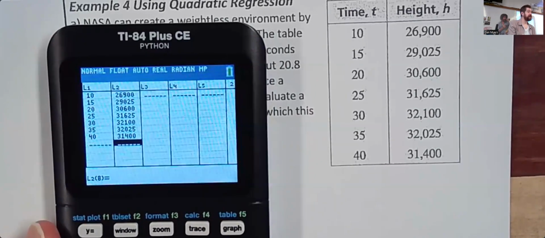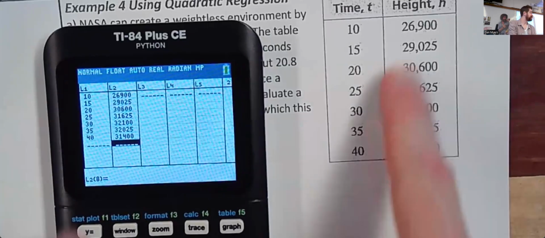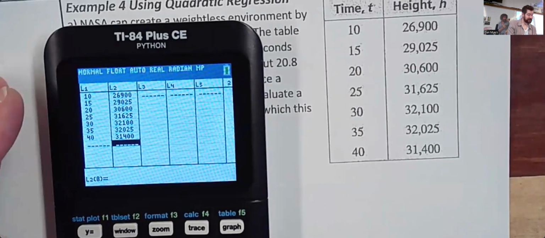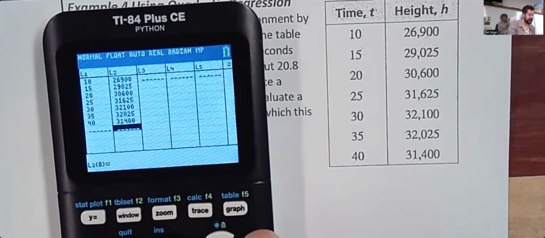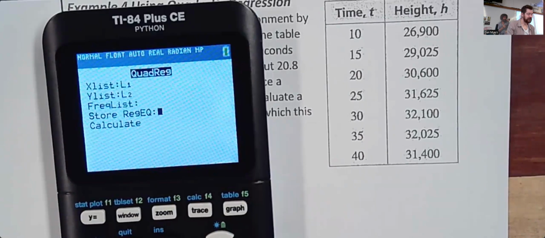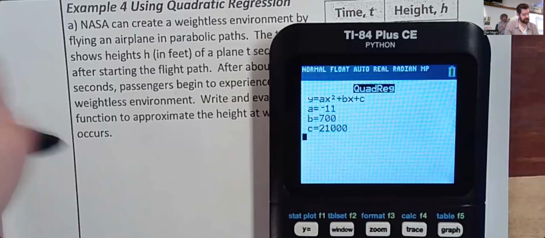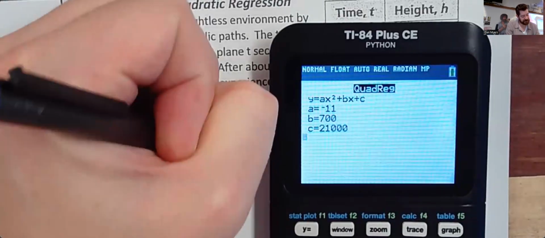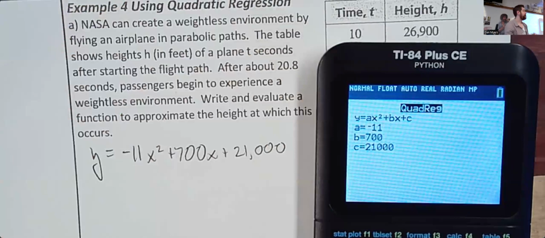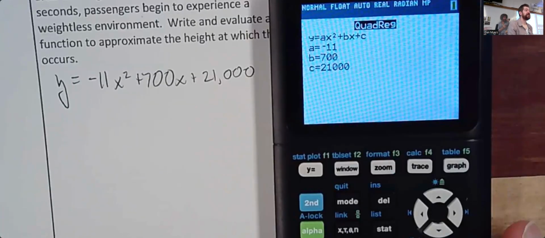Once you have those in there, by the way, the more numbers you have or the larger the numbers are, double check them just to make sure they're correct on your calculator. Because if they're not, you won't get the right answer no matter what you do. So back to stat, over to calc, down to option 5. Calculate your quadratic regression. Here's our parabola in standard form. So we're going to get y equals negative 11x squared plus 700x plus 21,000. Anybody not getting that on their quadratic regression? These should be nice whole numbers.